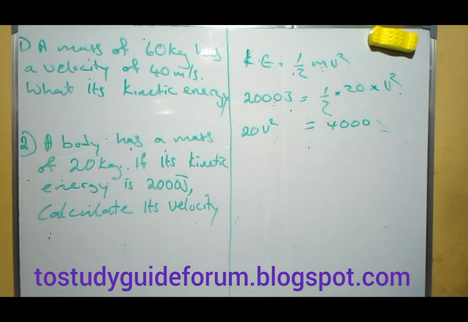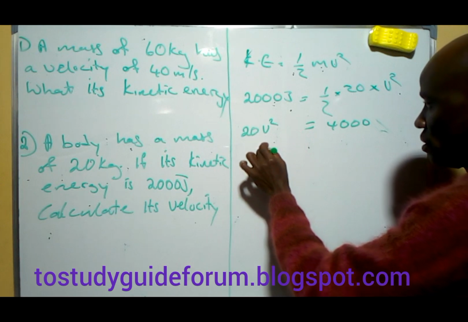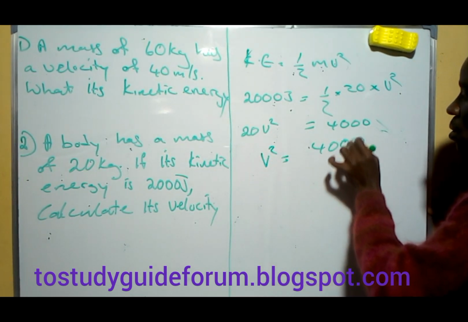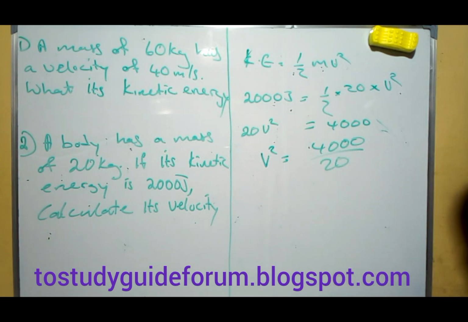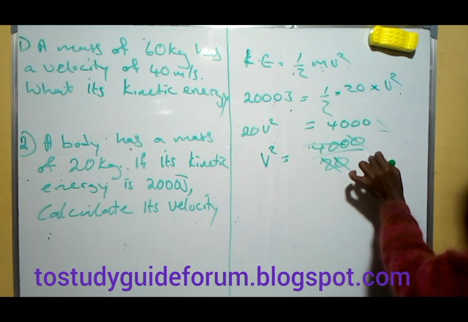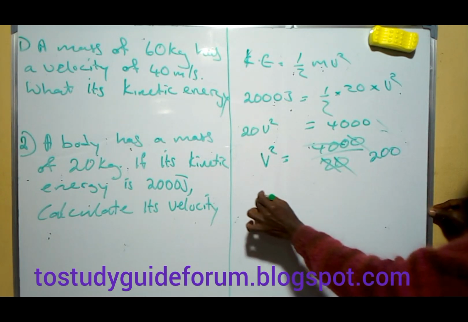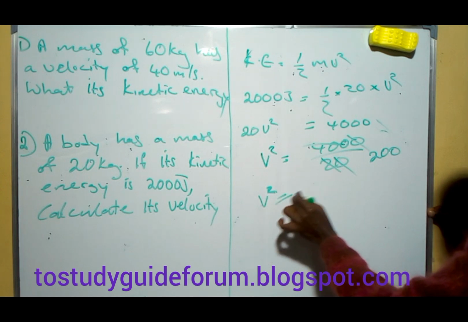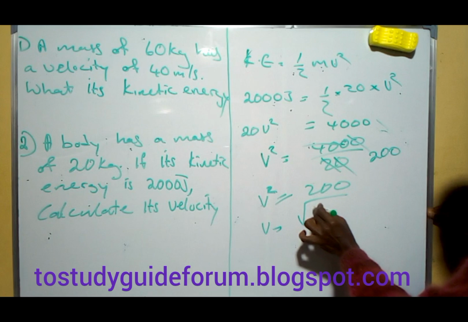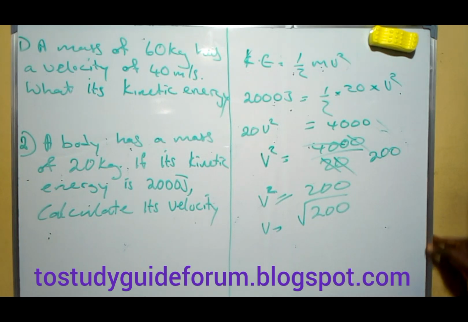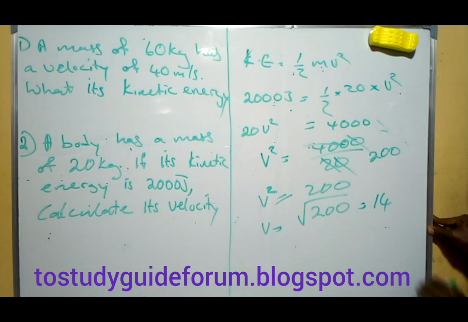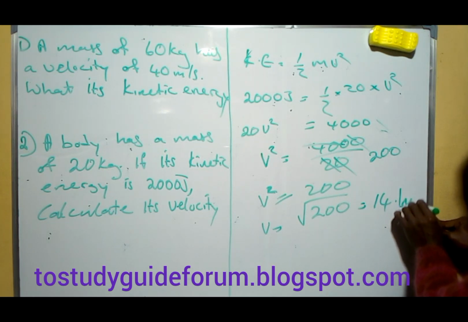The next thing we are going to do here is to divide. 40,000 divided by 20 gives us 2000, so dividing through, our v squared is equal to 200. Our v will then be the square root of 200, which will give us 14.1. We can make it approximate to that.